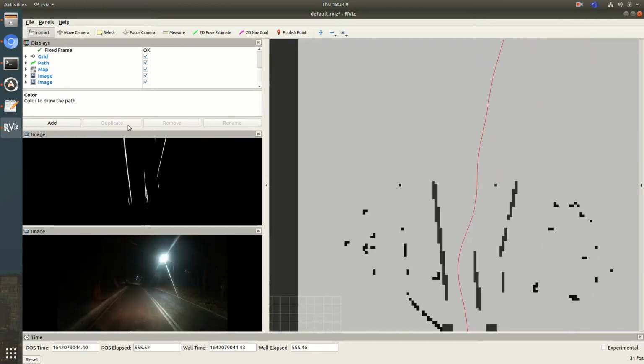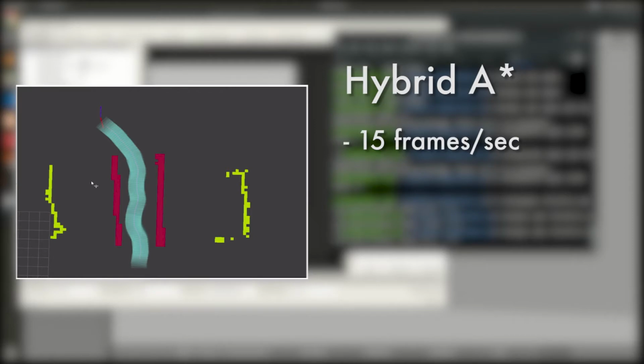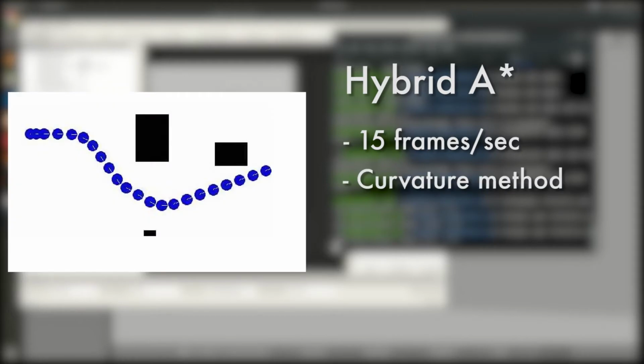One of our successfully implemented algorithms, Hybrid A*, has achieved a speed of around 15 frames per second. It is the most reliable algorithm we have to date. We are using the curvature method to find out velocity at each point in the path, and with this we pass the ball to controls.